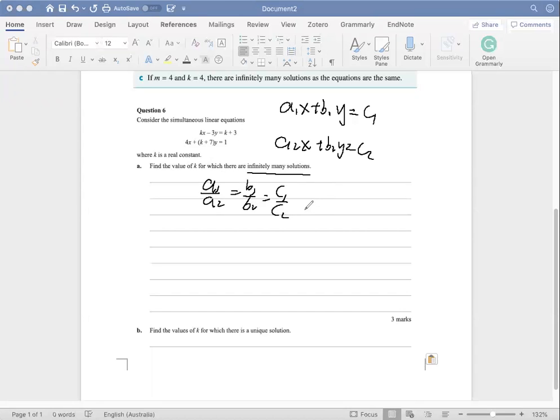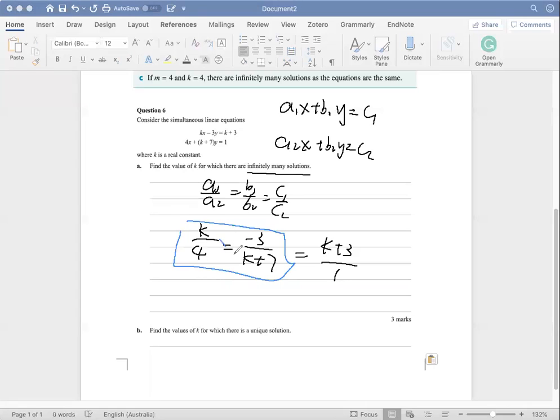Okay, pretty straightforward. And now we just plug in the numbers we have. So k over 4 equals -3 over k plus 7, and equals k plus 3 over 1. Okay, again, we need to solve for this side. First, always, because these two can make our two lines parallel.